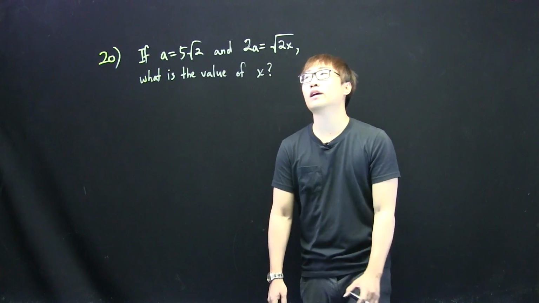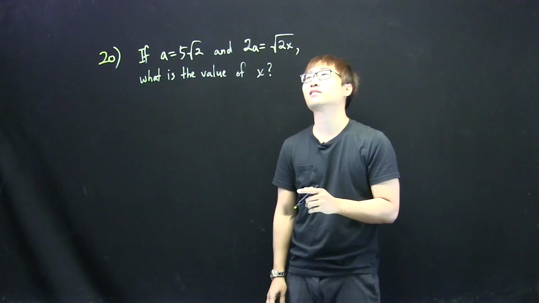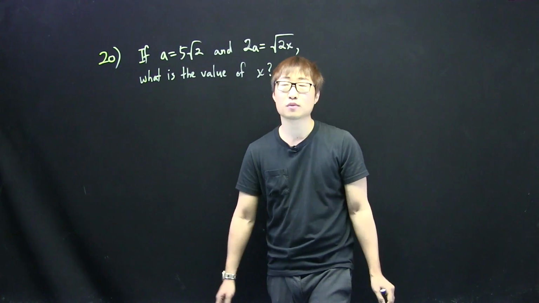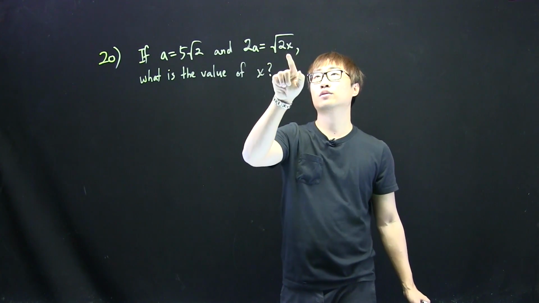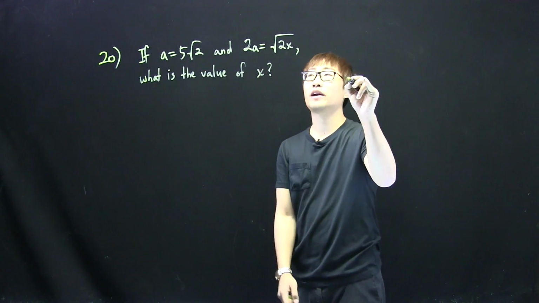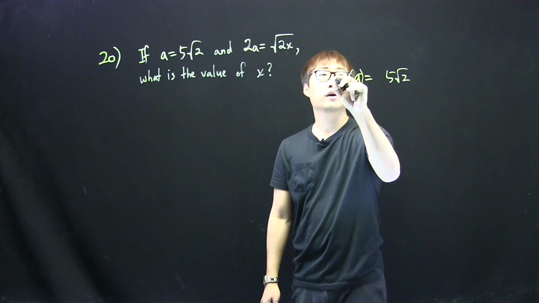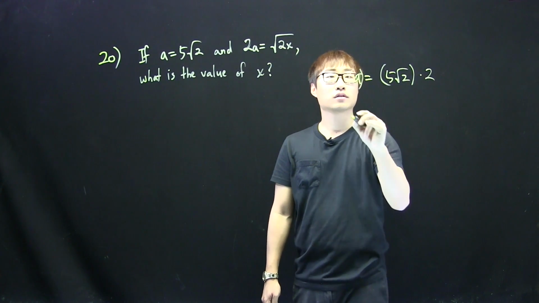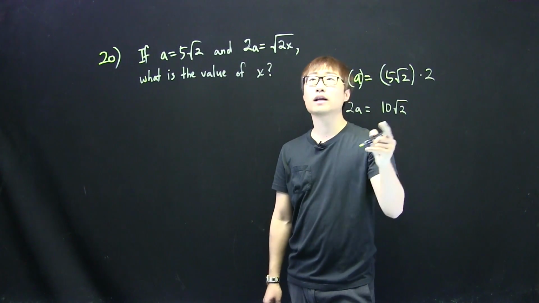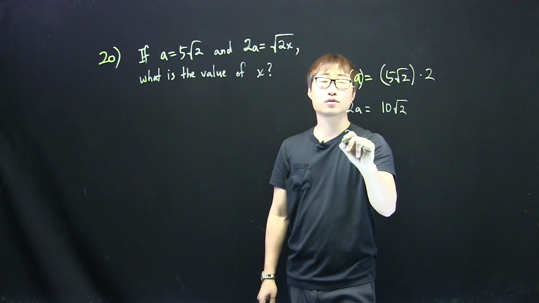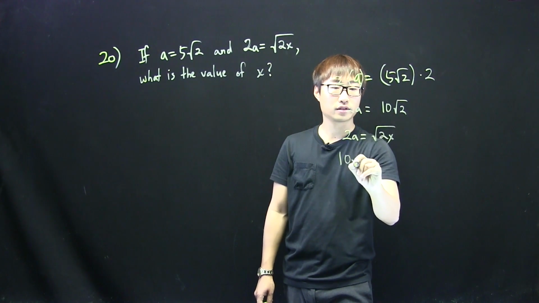All right, last question, number 20. If a is equal to 5 radical 2 and 2a is equal to radical 2x, what is the value of x? Simple problem. So a is 5 rad 2, but 2a is equal to rad 2x. So let's make it 2a instead of a by multiplying 2 on both sides. So 2a is equal to 10 radical 2. Then set it equal to that: 2a is equal to radical 2x. Well, 2a is that, so I can replace it.